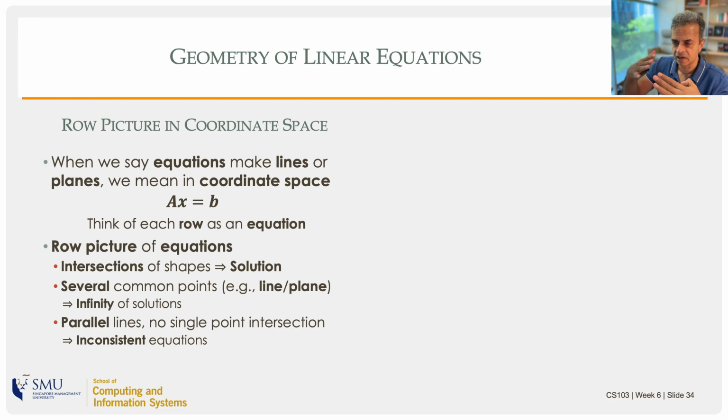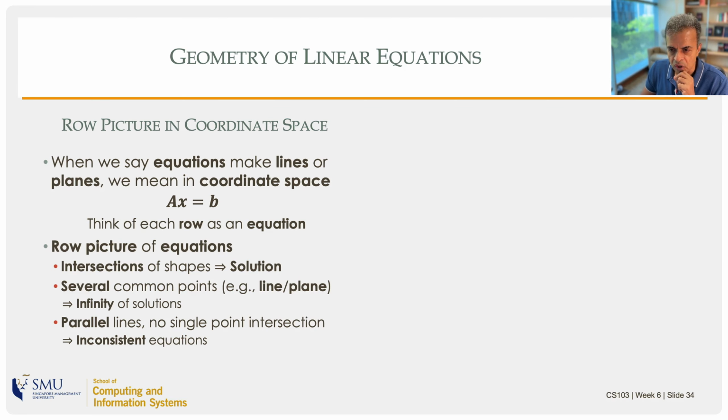In R3, you might have 2 planes or 3 planes, and if you have 3 planes, then you have a point of intersection, which will be common to all the planes, and that points to a solution. Intersection of shapes would be a solution. If you have infinity of intersections, for instance, 2 planes that intersect in a line, then you might have a line of solutions if you had only 2 equations. If you had parallel lines or parallel planes, or planes that don't actually meet in a single point, then you may have inconsistency and you have no solution.